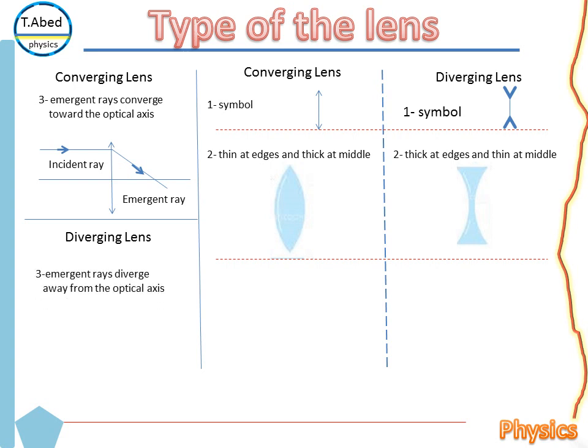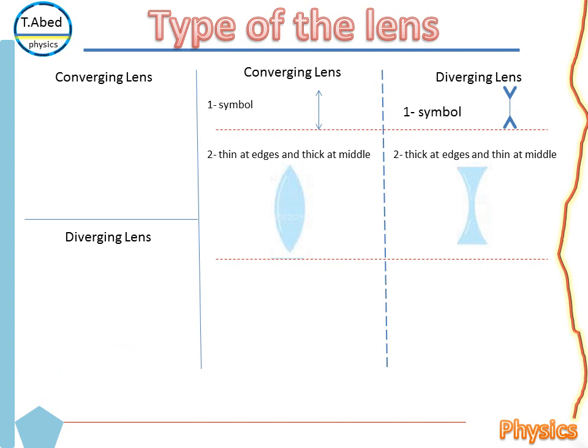بينما بالdiverging lens the emergent ray diverges away from the optical axis. رح ناخد example. إذا كان عندي diverging lens، إذا كان عندي incident ray, the emergent ray of this incident ray diverges away from the optical axis.